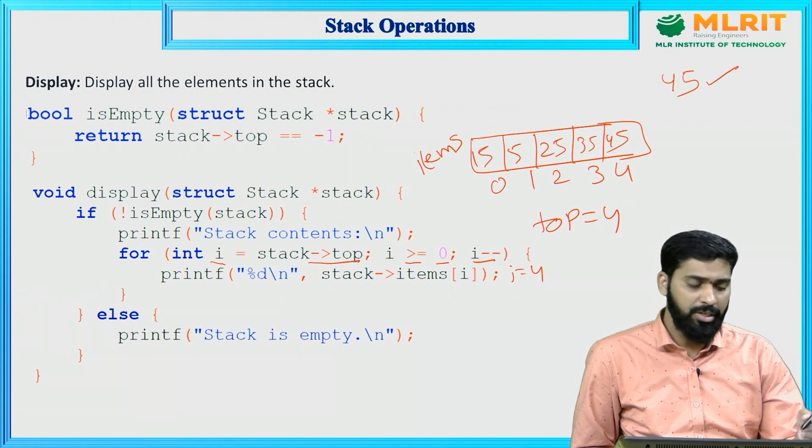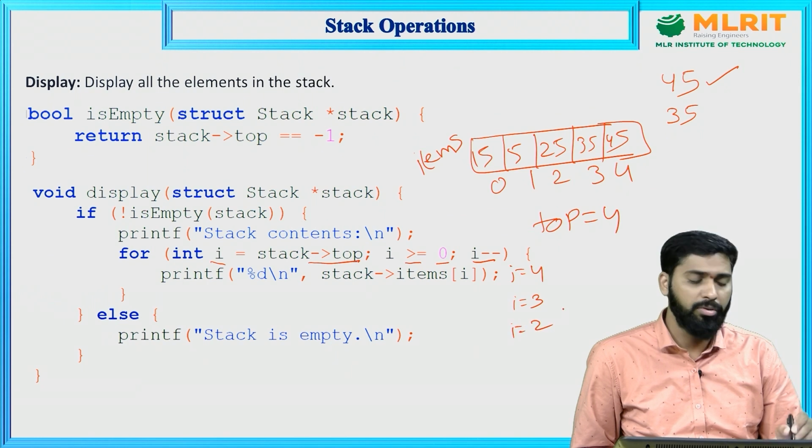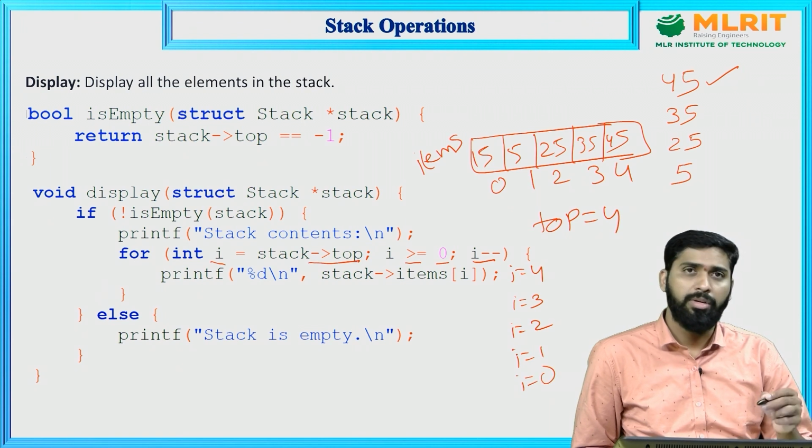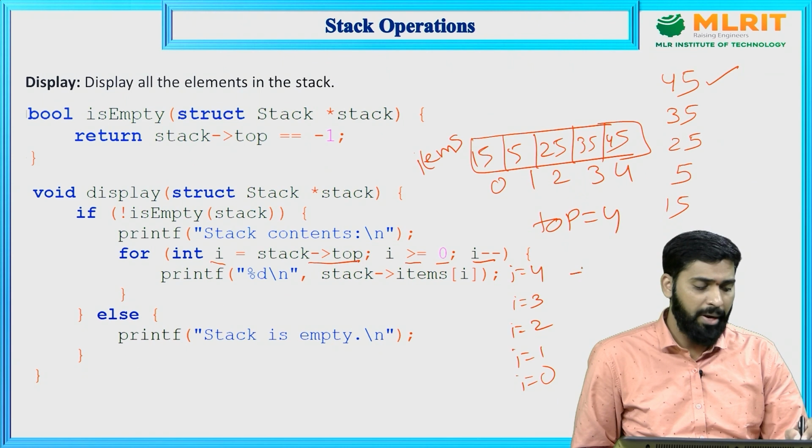In next iteration, I minus, so it becomes I equals to 3. So it prints 35. In next iteration, I equals to 2. So it prints 25. In next iteration, I equals to 1. So it prints 5. In next iteration, I equals to 0. So it prints 15. In next iteration, I value -1.